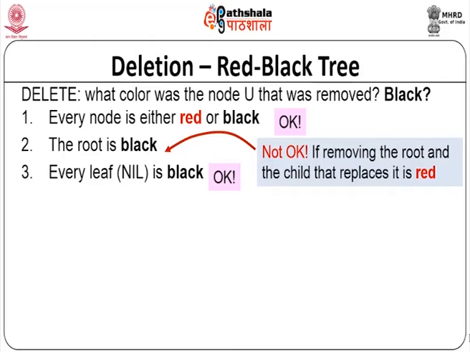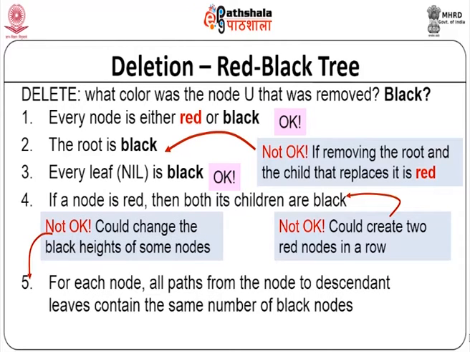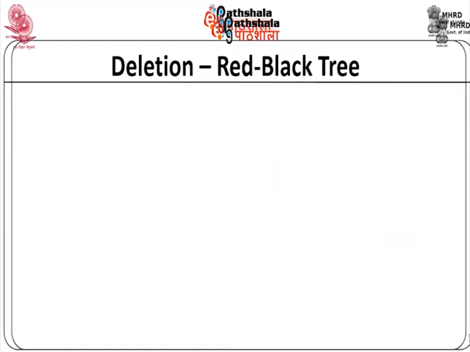Every leaf is black, that has no problem even if you delete. If a node is red, then both its children are black. This is not okay, because you are creating 2 red nodes in a row, since you are deleting a black and replacing it by a red. So, that property is violated. And for each node, all paths from the node to its descendants contain the same number of black nodes, which could change because the black heights of some nodes change. So, this is not okay. So, 3 properties are violated if a black node is removed: the root being black, the property that both children of a red node are black, which is the 4th property, and the 5th property.